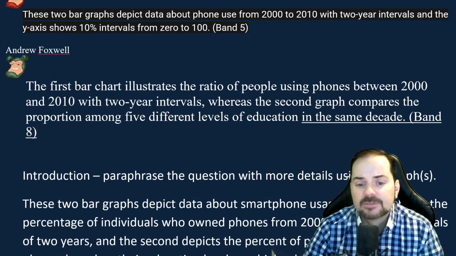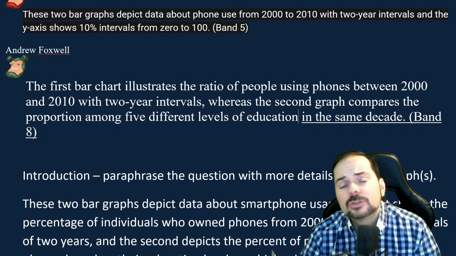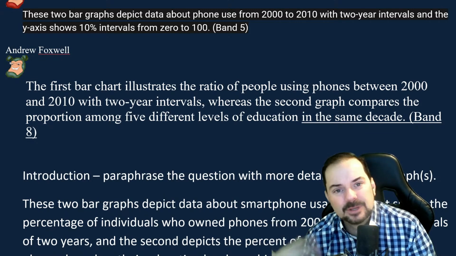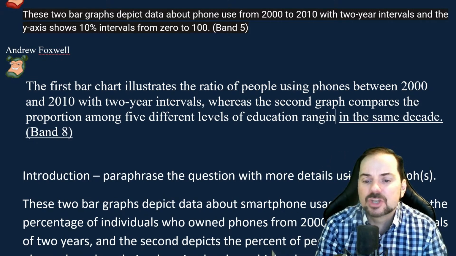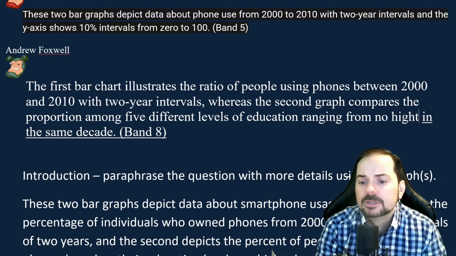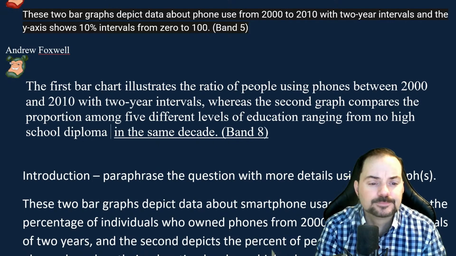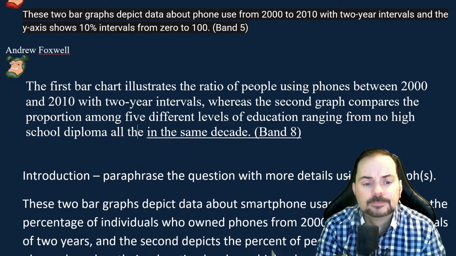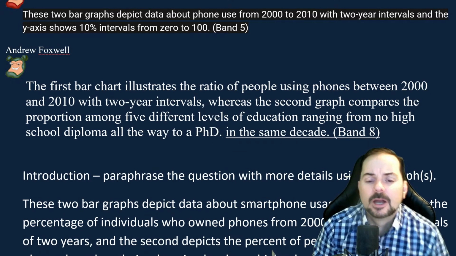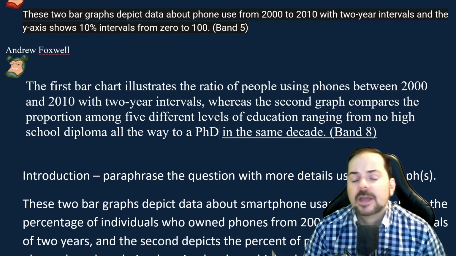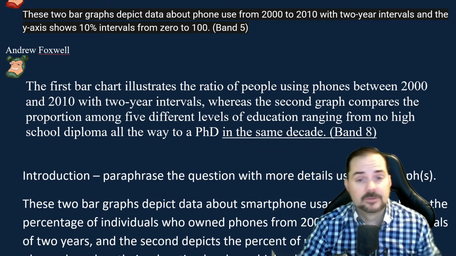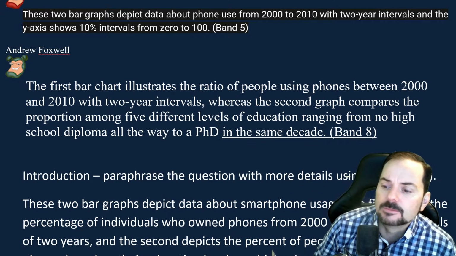So proportion among 5 different levels of education. If you don't want to write all of them because you're like, well, I don't want to be that wordy, I'm going to write about it anyway in the analysis, you can say ranging from not finishing high school, or no high school diploma, all the way to PhD. Okay. And then in the same decade. And then you've got a band 9. Then you've got that really nice level of depth that they're looking for, that expert level of communication.